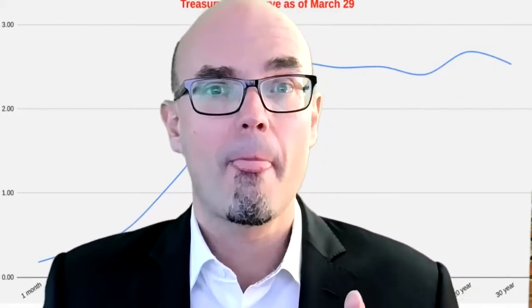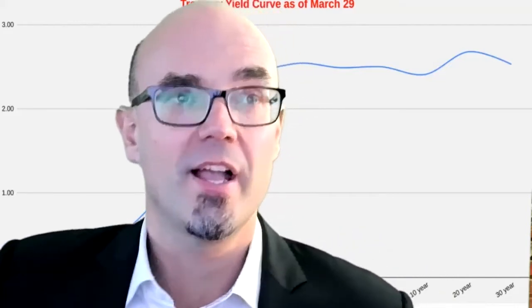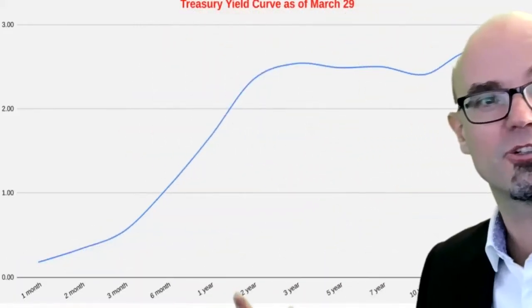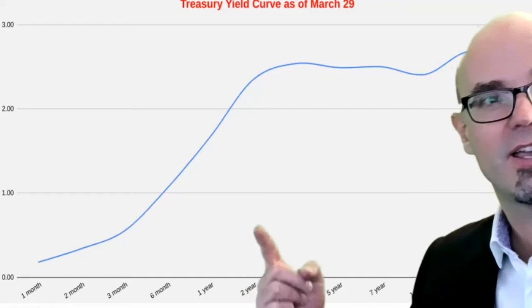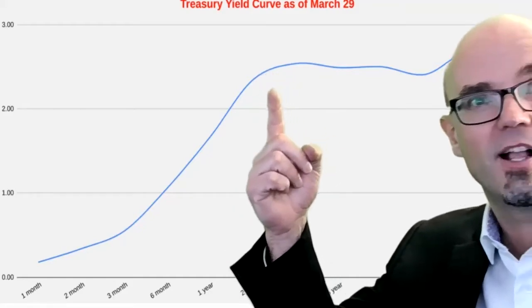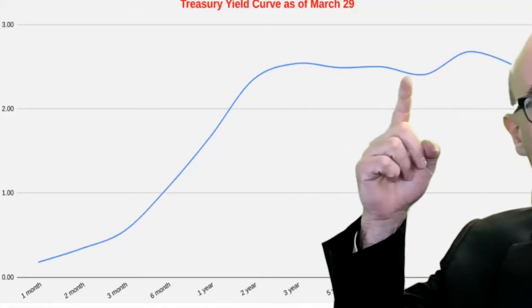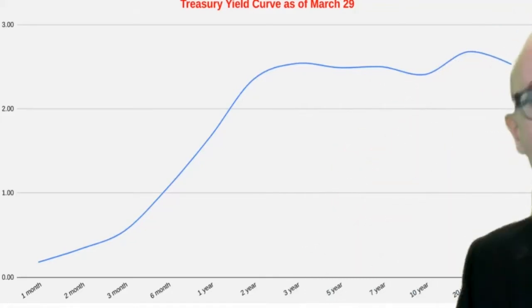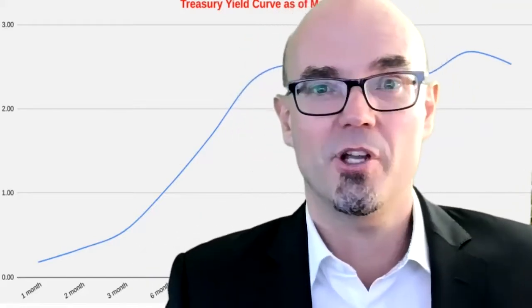So recently, the press has talked a lot about the 2-year and 10-year yield curve inversion. As you see here behind me, the 2-year interest rate on the yield curve is right up here in that 2.5% range. And out at the 10-year point, the curve dips just a little bit to be ever so slightly less than the 2-year rate.